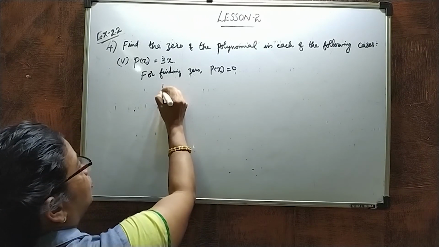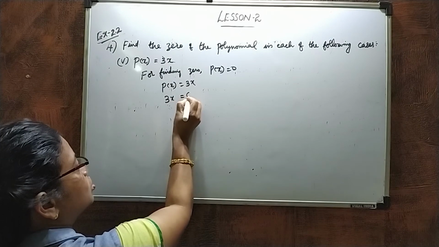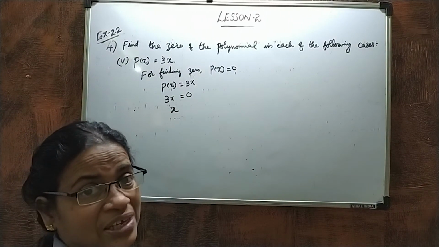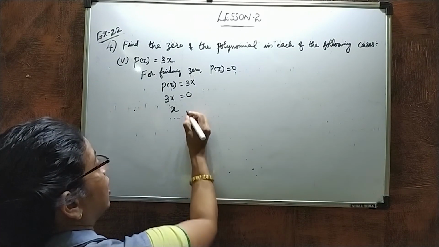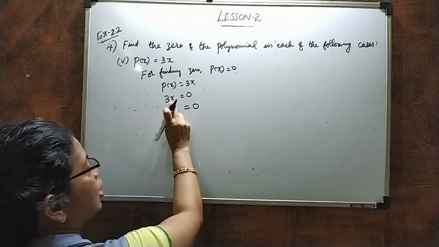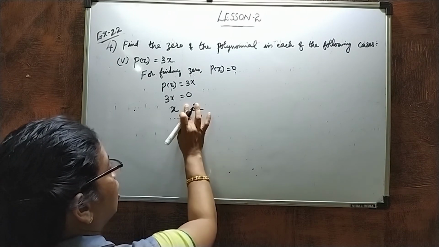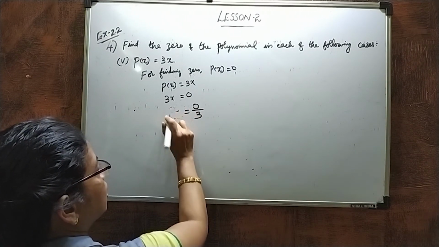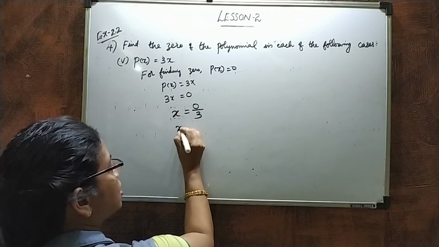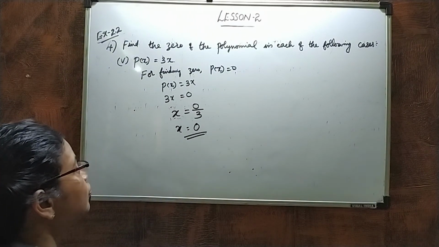Then P of x is equal to 3x. Then 3x is equal to 0. Then you have to find out the value for x. Clear? Variable's value you have to find out. X is equal to, here multiplication, already 0 is there. Here multiplication comes to the other side, it will be division. So 0 by 3. Equal sign always in the middle. So x is equal to 0 by 3. What is 0 by 3? It is x is equal to 0. Clear? Okay. This is the fifth question.